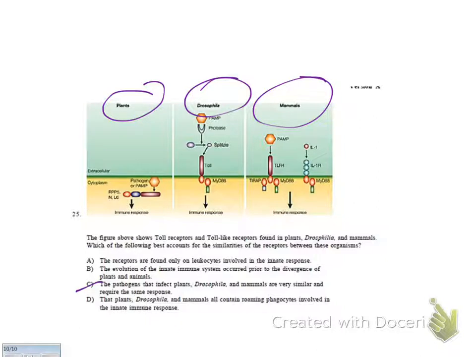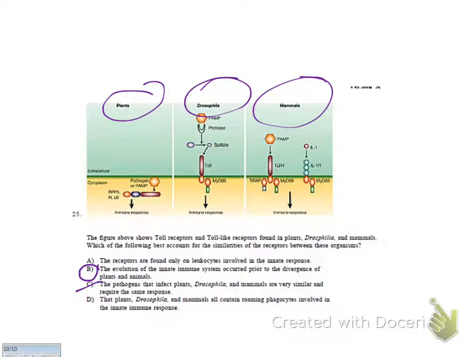It says the pathogen that infects plants is similar to animals. Pathogens are specific, like the tobacco virus infects the tobacco plant. It doesn't infect people. So C is the worst choice. The correct answer is B, evolution.